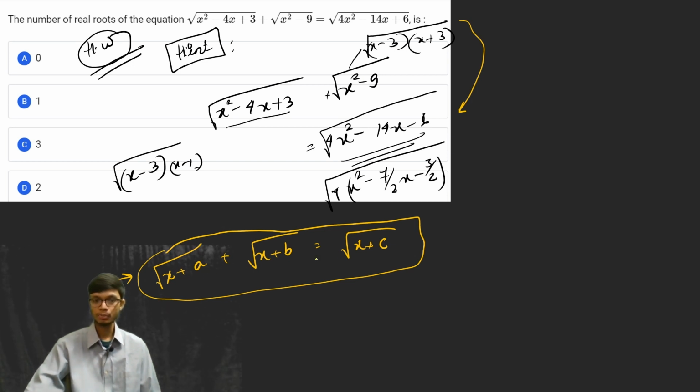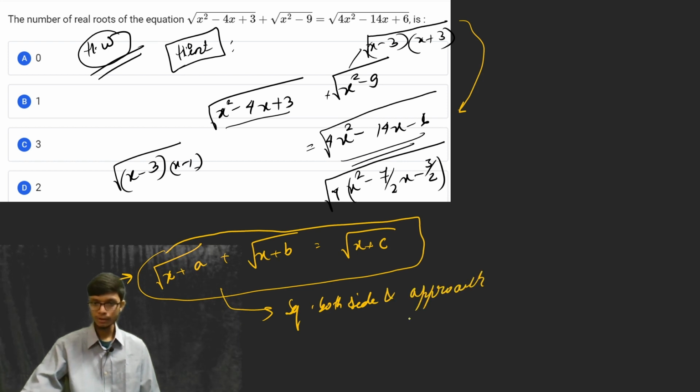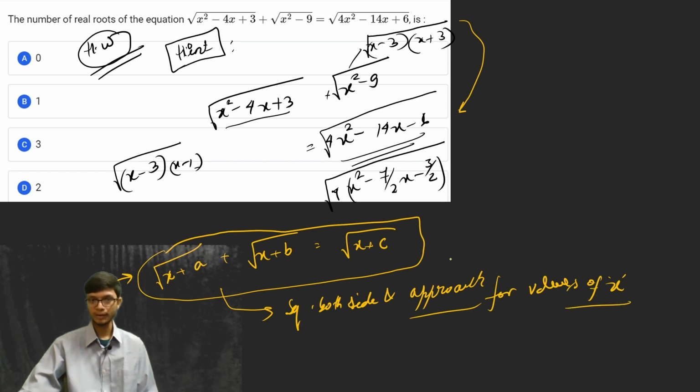Once you get the reduction to this particular format, you can definitely square both sides and approach the values of x. So that will be the idea to solve this particular problem. All right, I'll be waiting for the answers in the comment section.